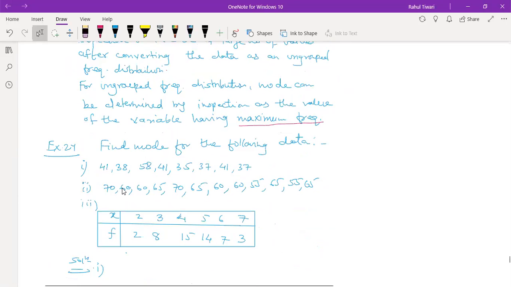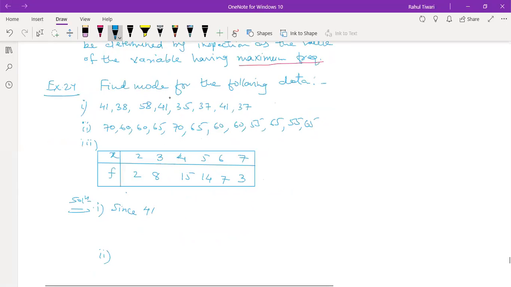Now look at problem number 1: 41, 38, 58, 41, 35. You may see here that 41 is repeating thrice, and 38 and 58 are repeating once. So I can say the mode is 41 by the inspection method, where we are checking the repetitions. You can first write down this data, since we are interested in solving the problem based on the mode.